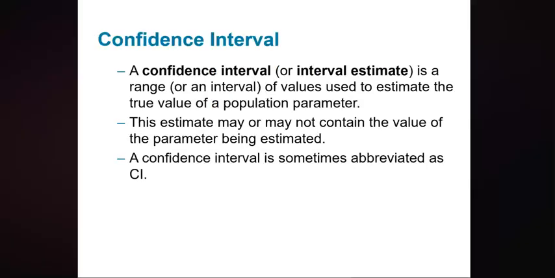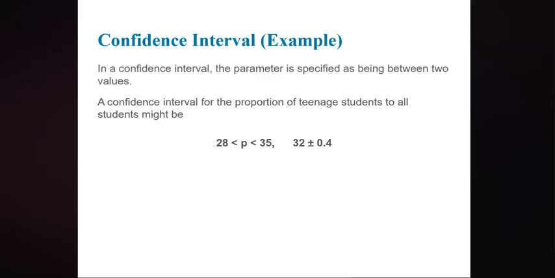So now we're going to move into talking about confidence intervals. It's a range of values used to estimate the true value of a population parameter, and it may or may not contain the value of the parameter. It's sometimes abbreviated as CI. So let's look at an example here.